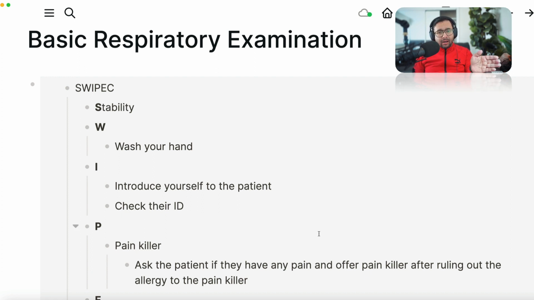Now remember, what I'm telling you right now is what I'll be telling the medical student as well. So remember, you are teaching the medical student about this. That's why you can do it in the same way I'm doing, or I'm trying to do right now.